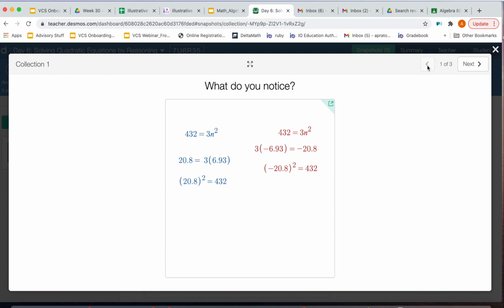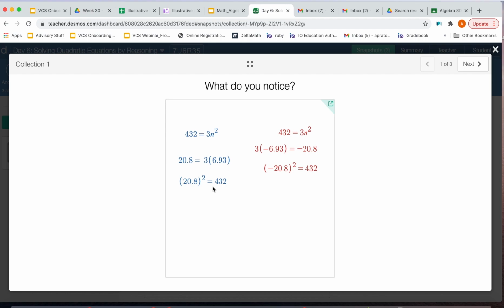To facilitate the conversation, I would show students this slide. I would ask them, what do you notice? Students might say they noticed the student was trying out different numbers. They found 2 solutions. 20.8 squared does not actually equal 432. It's a number close to 432.